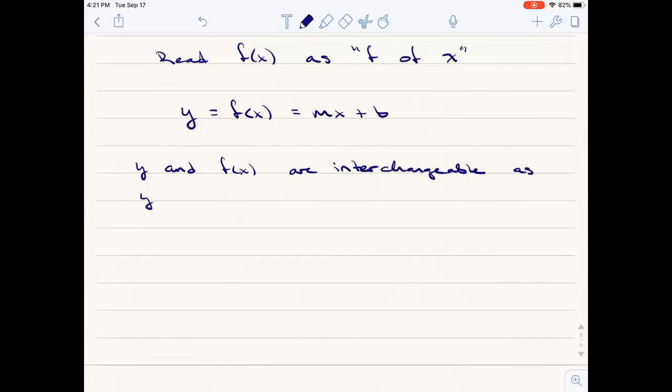As y requires a value of x in order to be solved.